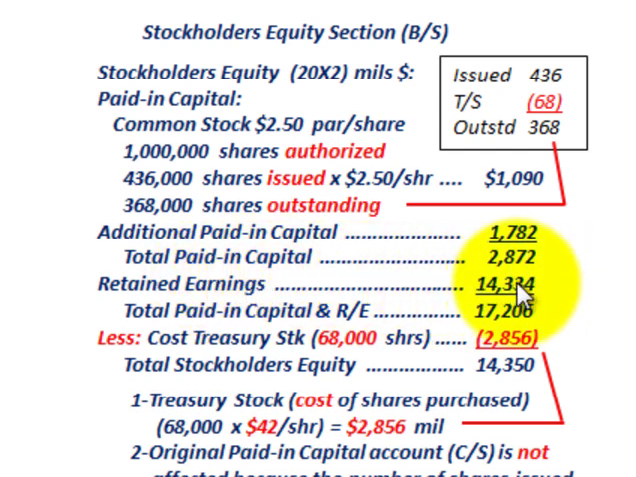So we list our retained earnings here, and then we come up with a total of paid-in capital plus our retained earnings. We take our total paid-in capital, in this case $2,872,000, plus our retained earnings here of $14,334,000, which gives us a total here of $17,206,000.